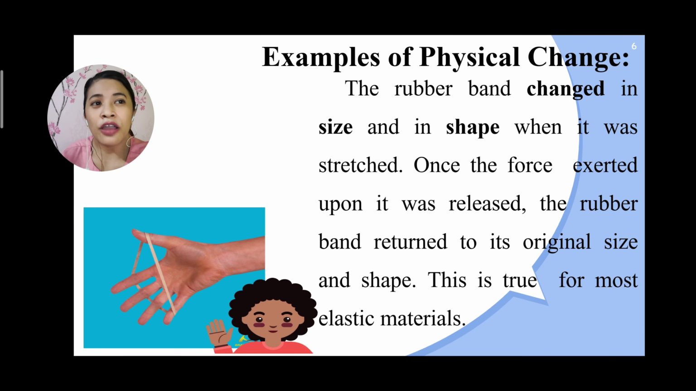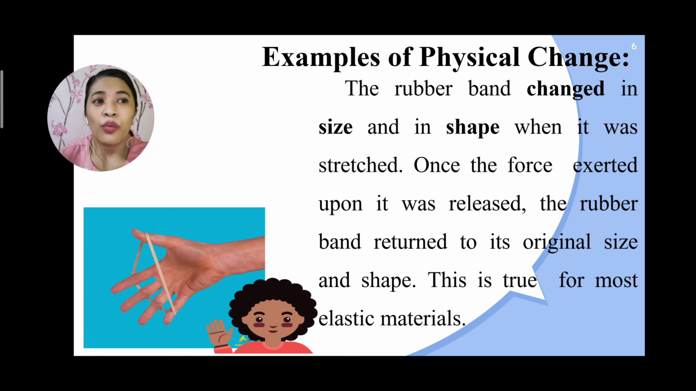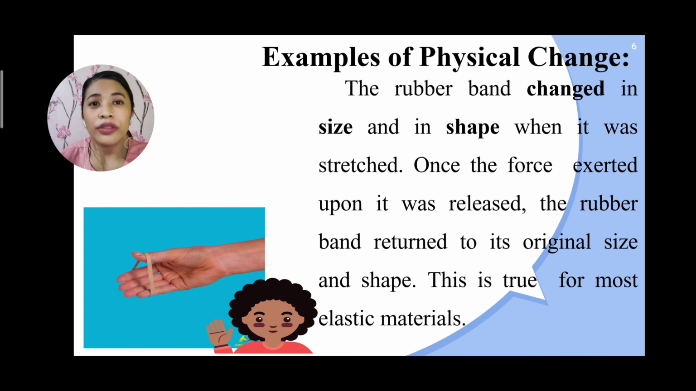I have here an example of physical change. As you can see in the picture, the rubber band changed in size and in shape when it was stretched. Once the force exerted upon it was released, the rubber band returned to its original size and shape. This is true for almost all elastic materials.